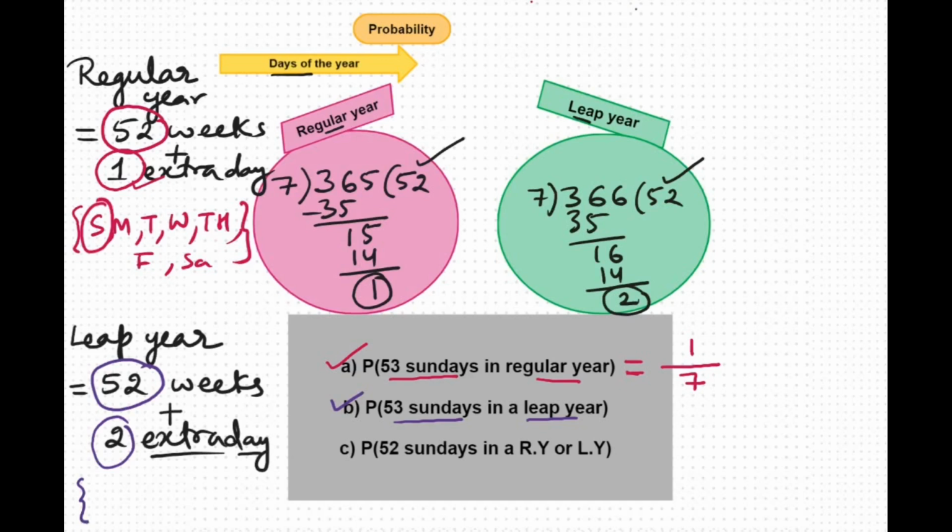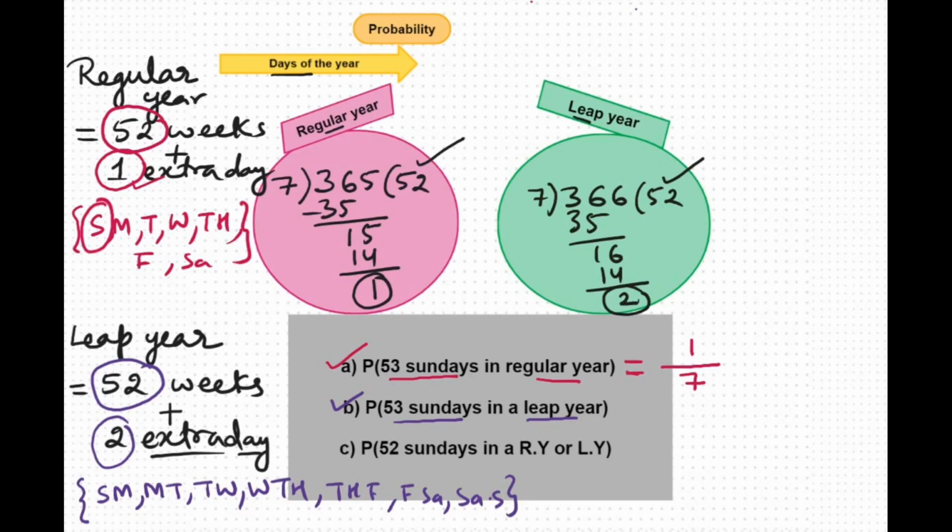The 2 extra days can be a Sunday-Monday combination, or a Monday-Tuesday combination, or a Tuesday-Wednesday combination, Wednesday-Thursday combination, Thursday-Friday combination, Friday-Saturday combination, or Saturday-Sunday combination. Now, in a leap year, what is the probability of having 53 Sundays?